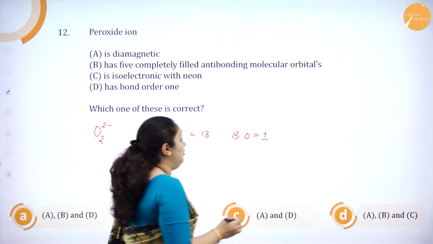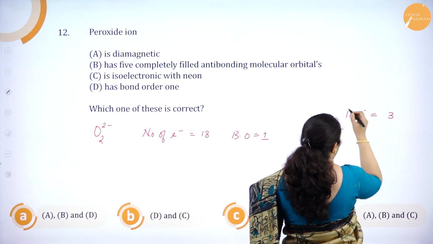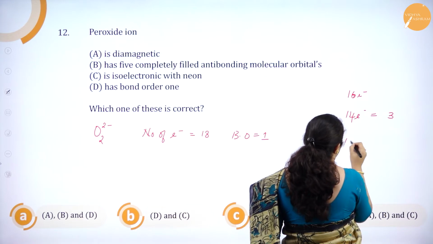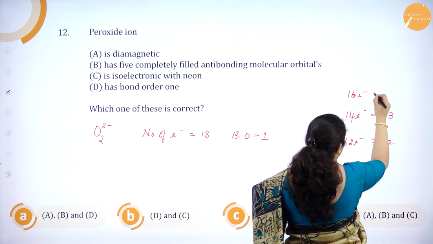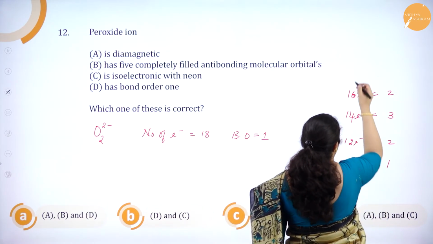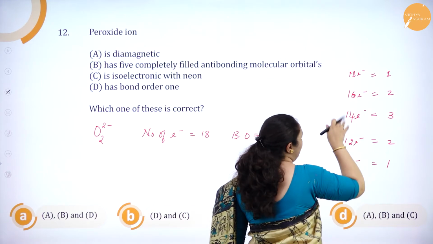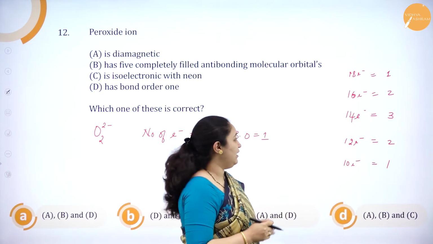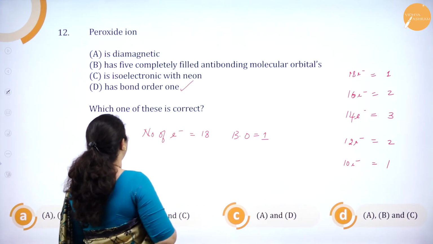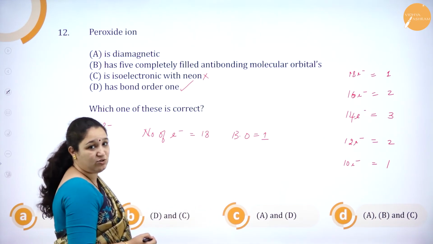And if there are 18 electrons, the bond order will be equal to 1. Okay. How? I hope you know this. I have done it several times. If there are 14 electrons, bond order is 3. If it is 16 electrons and it is 12 electrons, bond order is 2. That is, I have increased 2 and decreased 2. Then if it is 10 electrons, bond order is 1. And here if it is 18 electrons, bond order is 1. And for some in-between numbers you have to put 0.5. Okay. So 18 electrons it is there. So bond order is 1. So this is right. Is isoelectronic with neon? Is wrong. Neon has got 10 electrons, but here we have 18 electrons, isn't it?